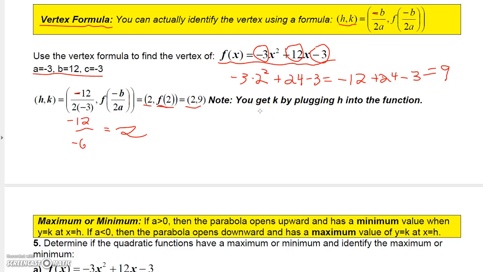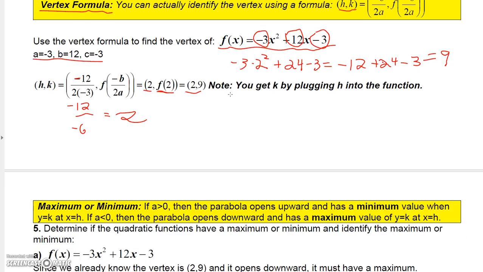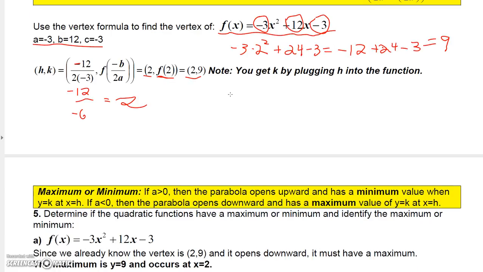So anytime you want to find the vertex of a quadratic function, you can do it that way, unless you're forced, somebody twists your arm and makes you do it by the completing the square method. Now, what's interesting is that this function actually has a maximum, and other quadratic functions will have a minimum. It really just depends on which way they open.